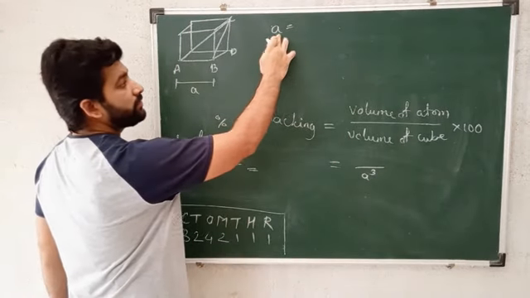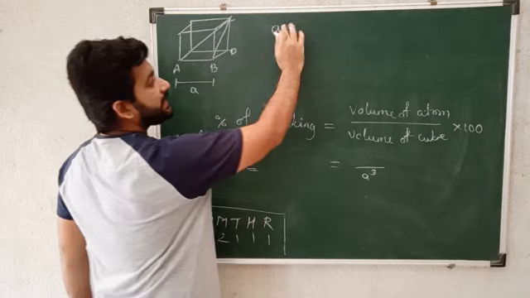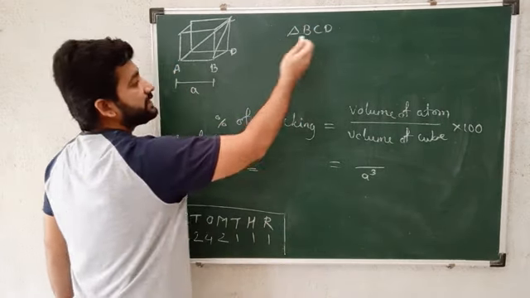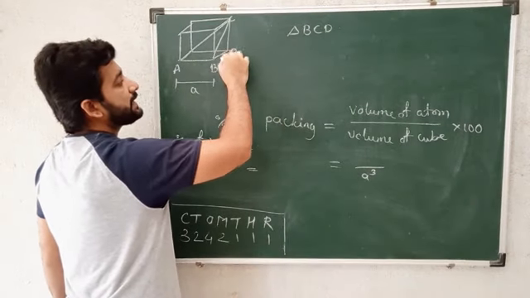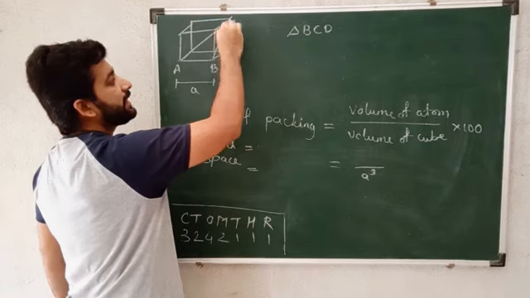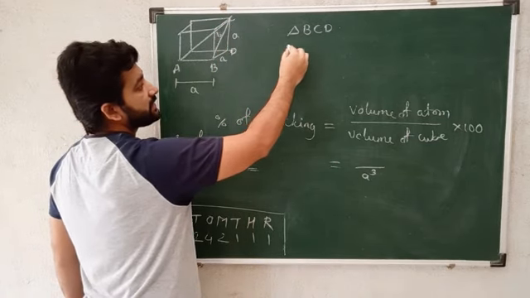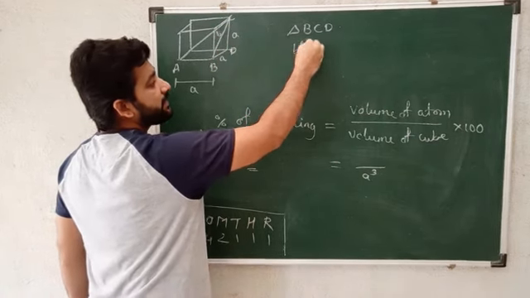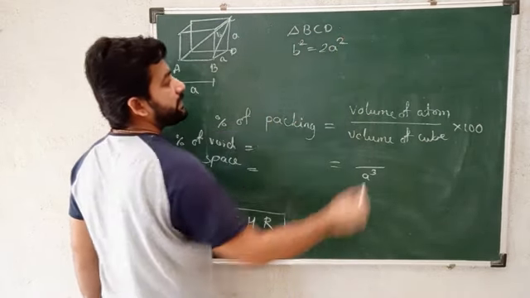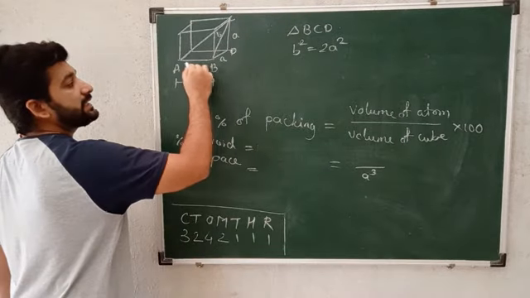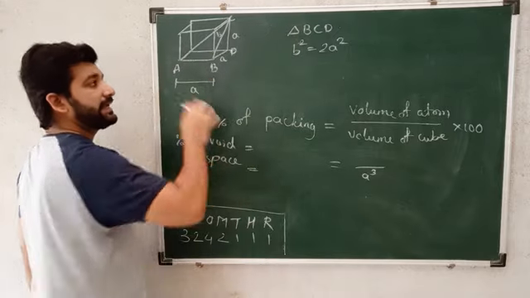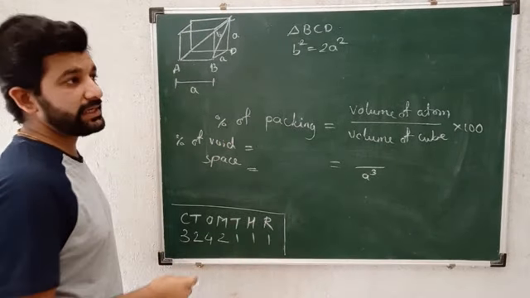So to find the value of a, first we will take triangle BCD, which we can also write as BDC. In triangle BDC, we know that this side is a, and I will write this as b. By using the Pythagoras theorem, we can say that b square is equal to 2a square. Now considering triangle A, B and C, this triangle is a right angle triangle. ABC is a right angle triangle.